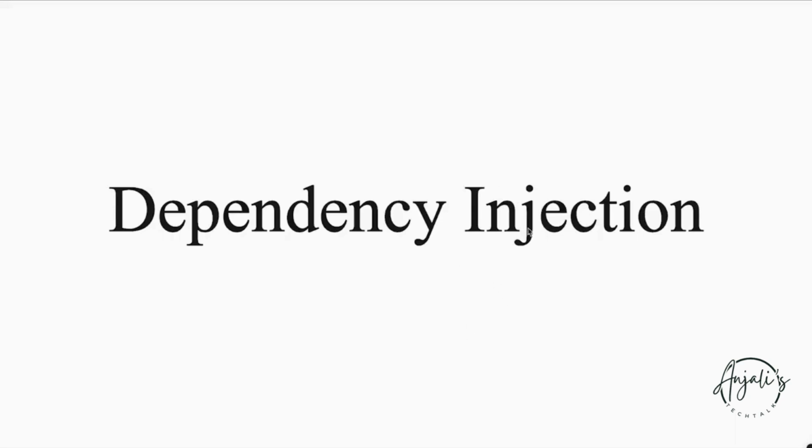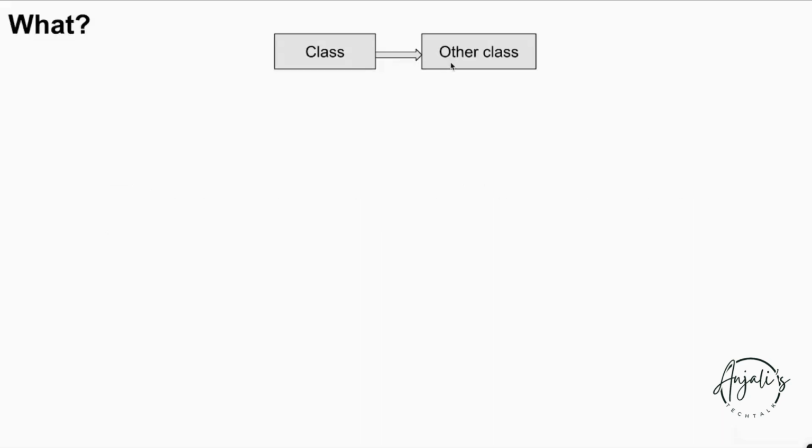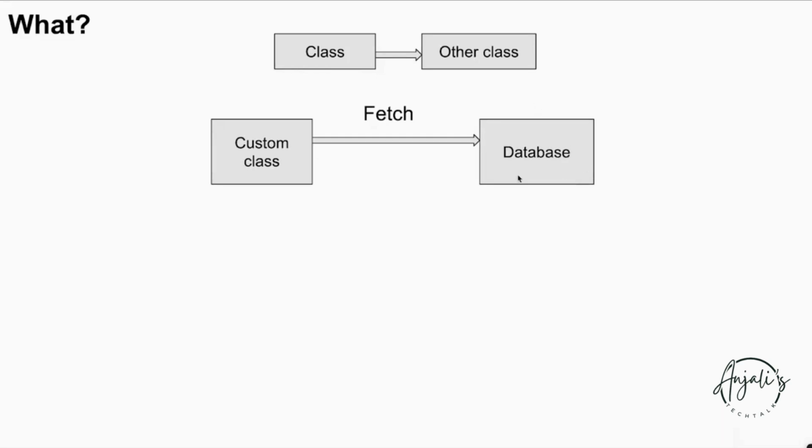So, dependency injection literally means that you're injecting dependencies. And what is a dependency? A dependency is another class that your class requires to function. Suppose you have a custom class and your custom class fetches data from a database object. Then this database object is the dependency. And injecting the dependency means that you're pushing the database object to the custom class from outside.